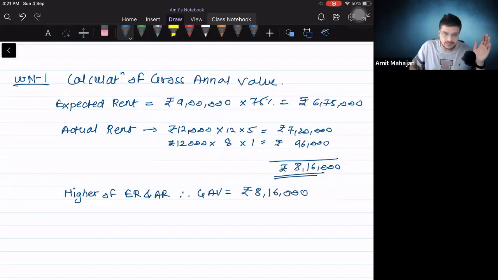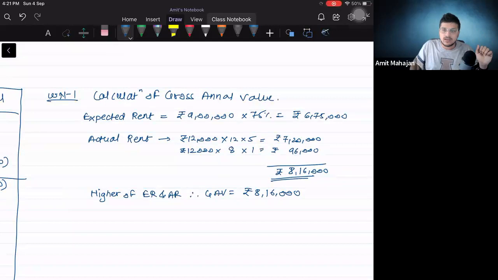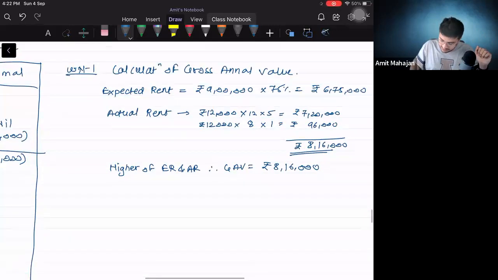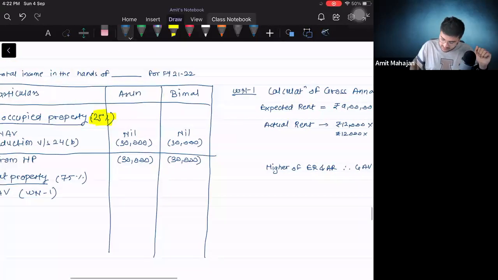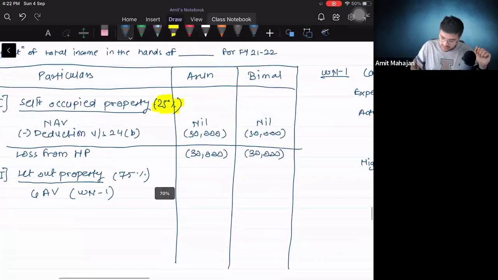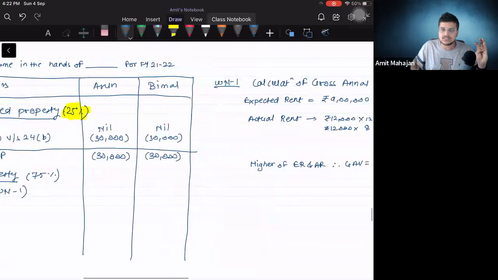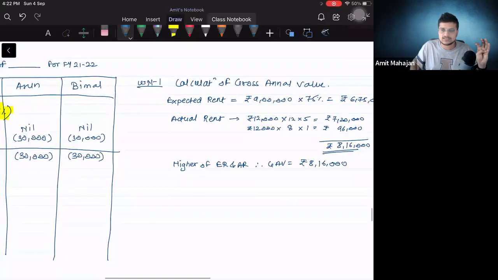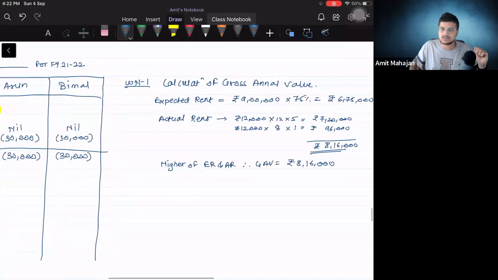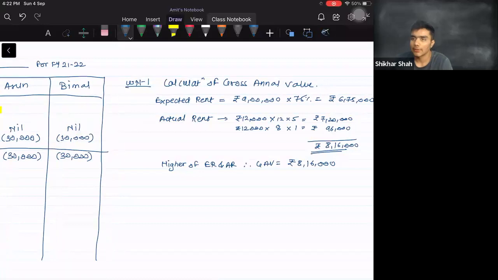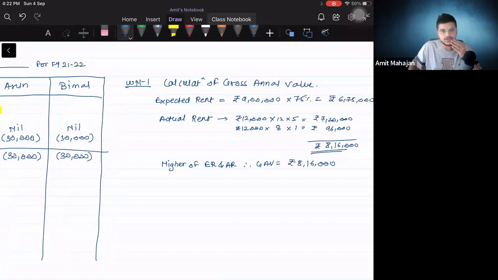Now the question is very simple. Now a question comes up: how should I bifurcate between Arun and Bimal? I understood that the GAV came to 8,16,000. At the end we can apportion half. Okay, at the end we can apportion half. This is one strategy.